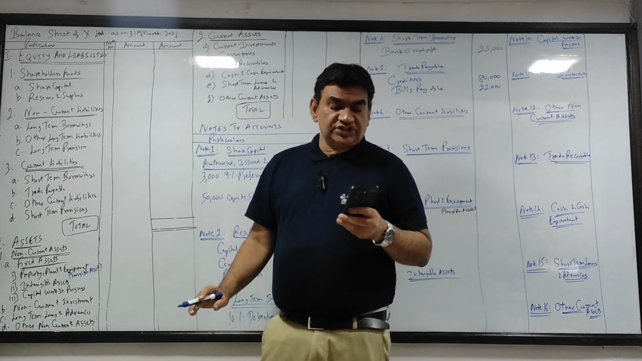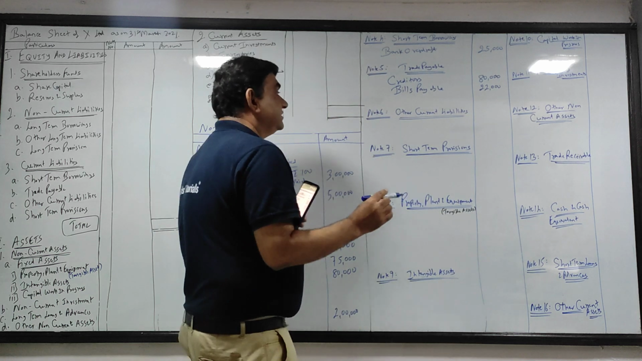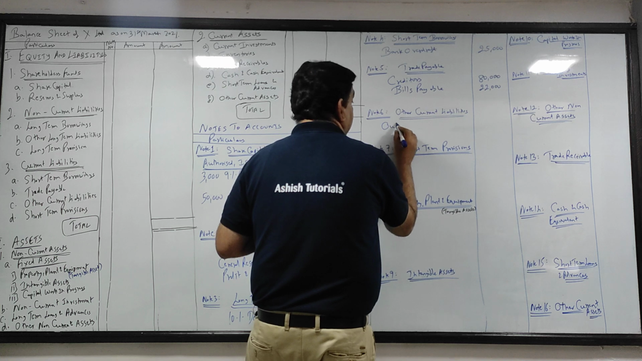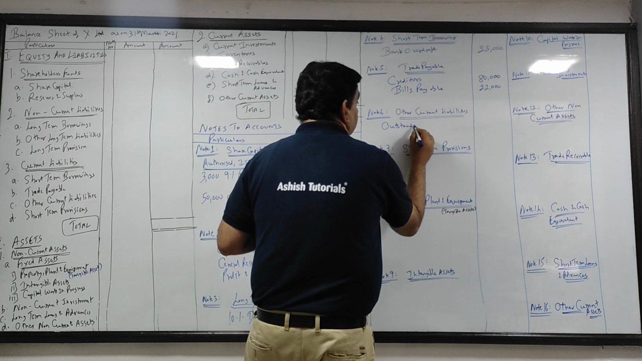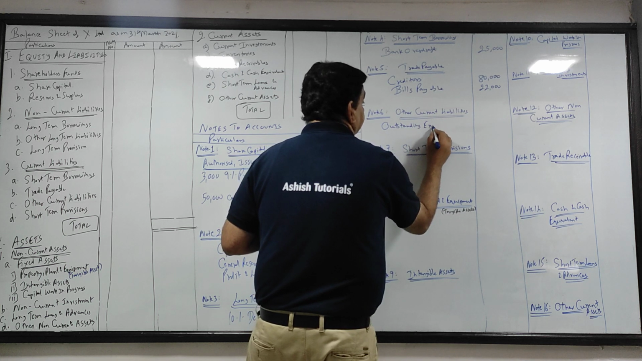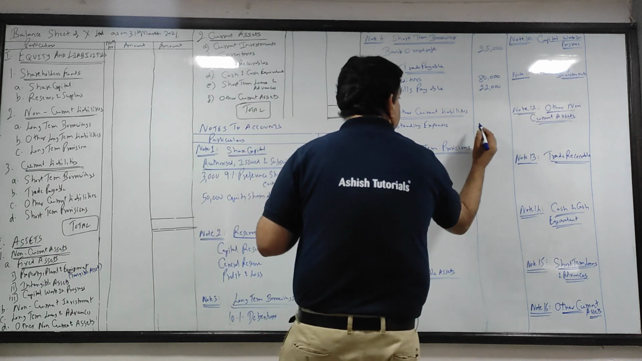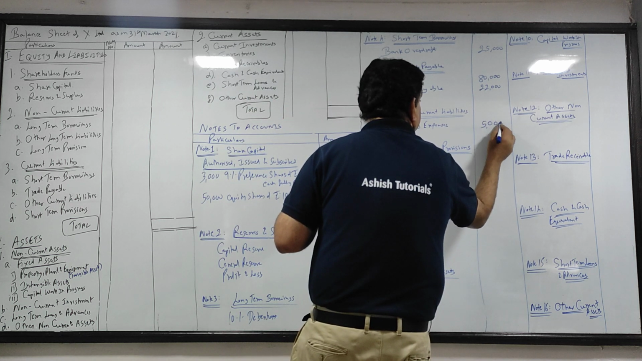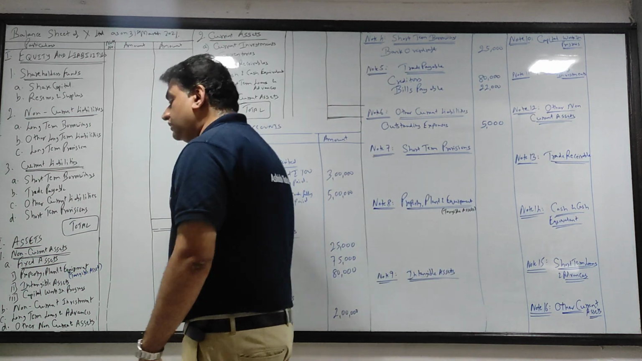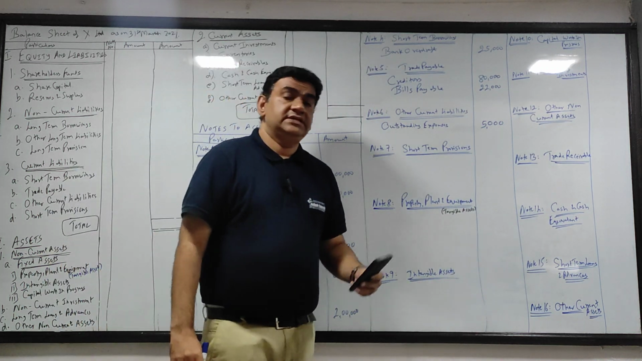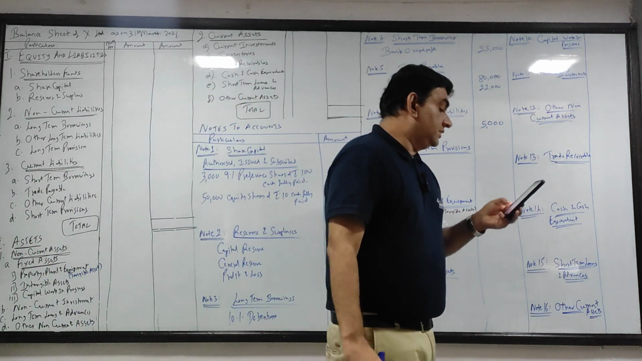Next, outstanding expense. As we discussed, it will be a part of other current liability. So in other current liability, outstanding expenses, that is 5,000.